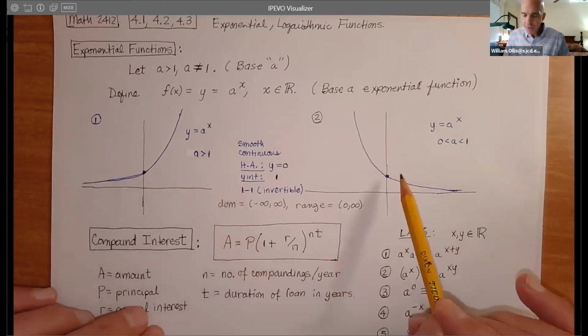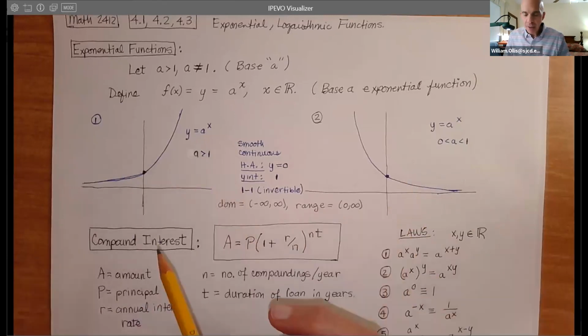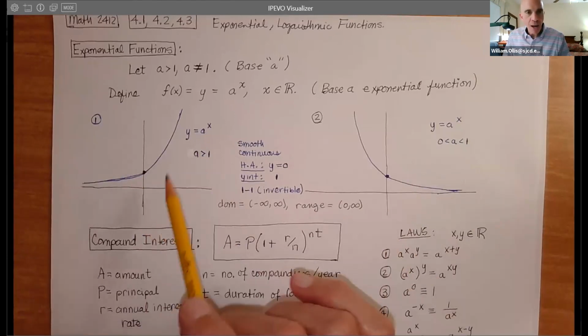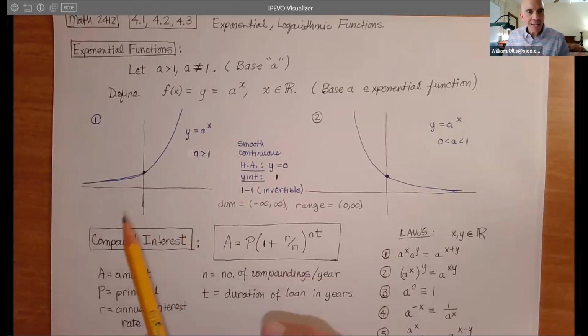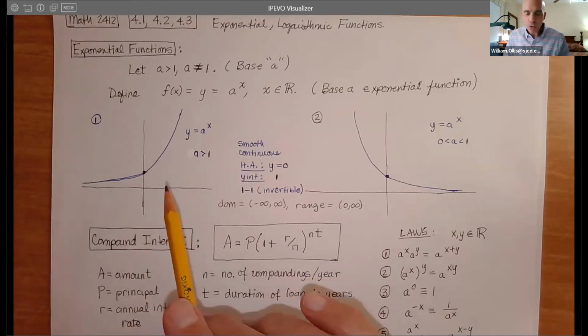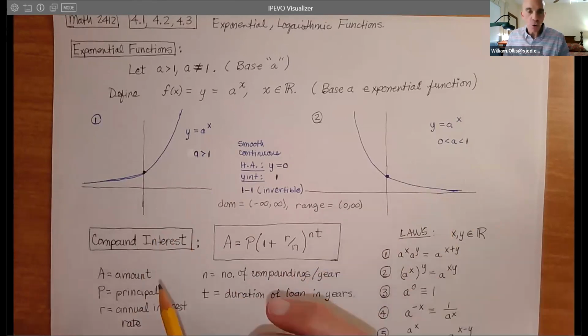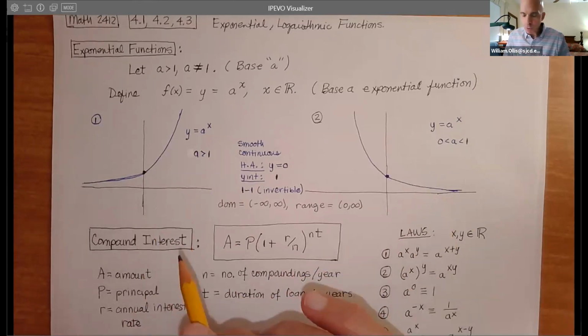So what we have now is a new parent function. Just like we had before with the transformations that we can move around, we can reflect in the axes, we can stretch and compress horizontally and vertically, and we can shift it around. So we can do all the things that we did with the other parent functions with these new exponential functions, or maybe somewhat new exponential functions.